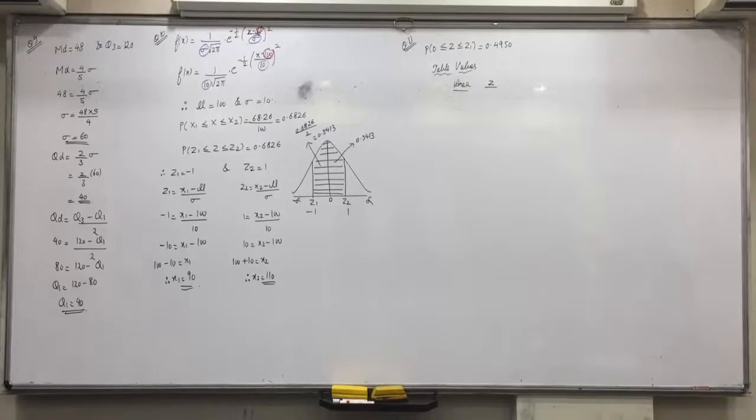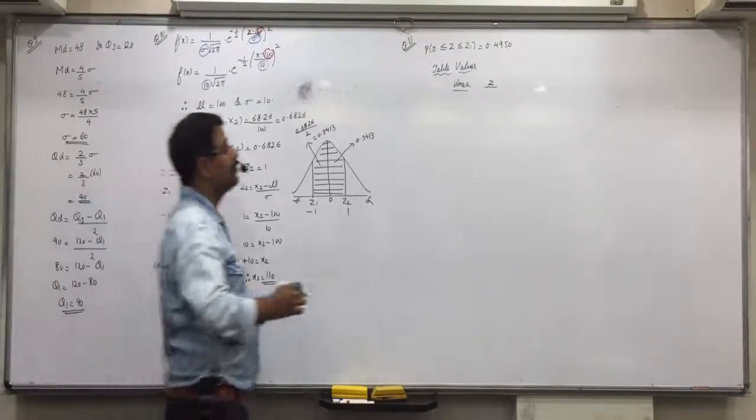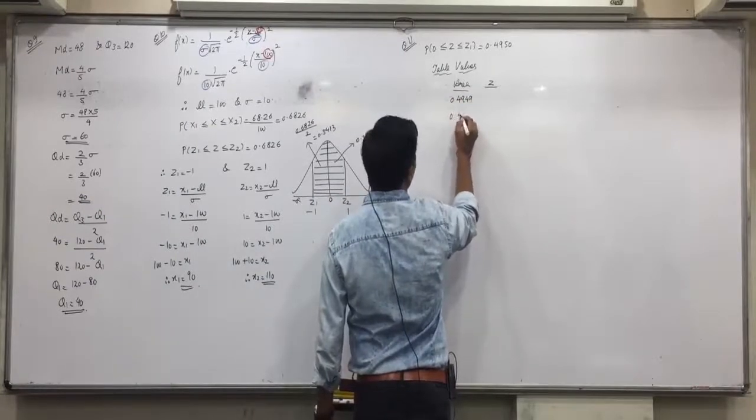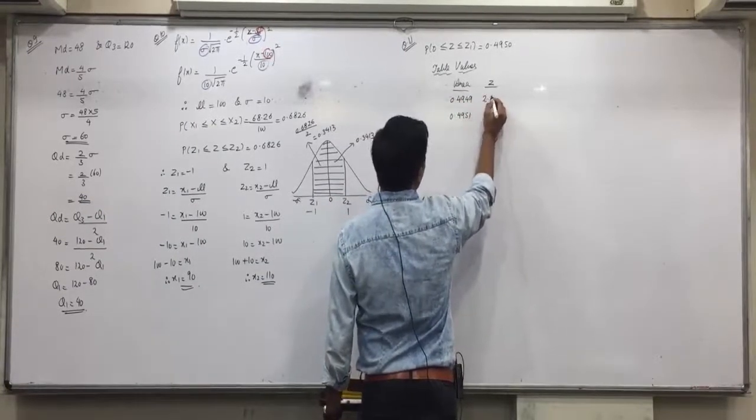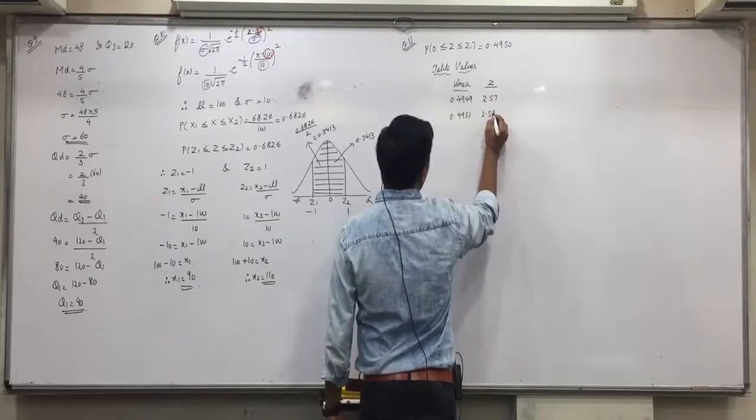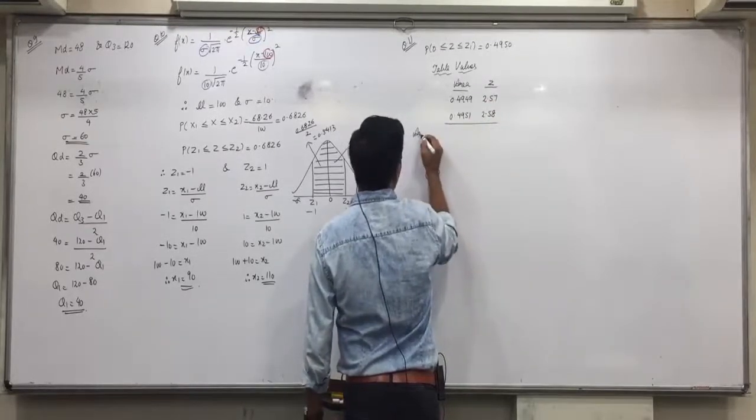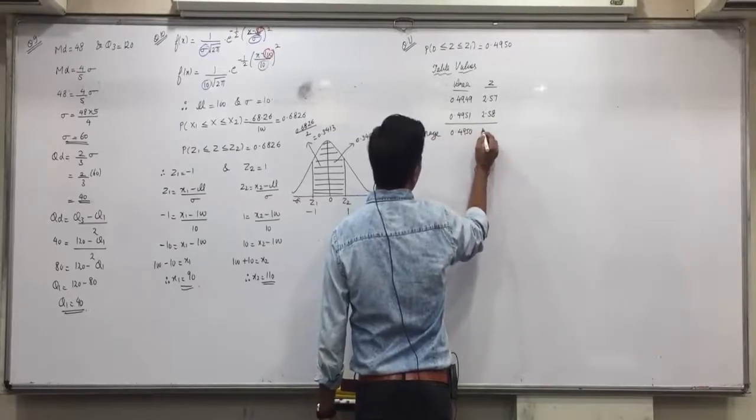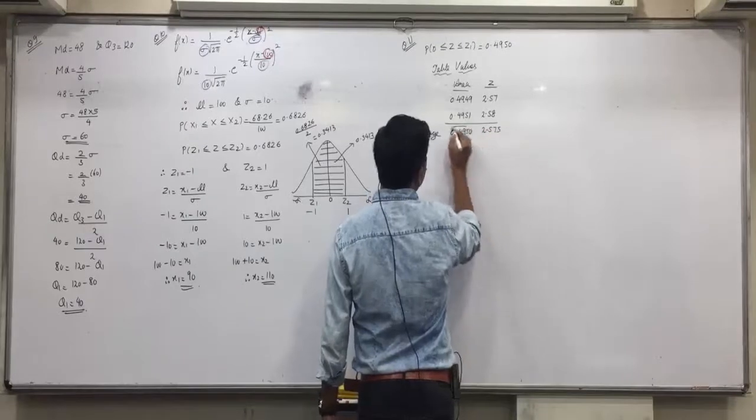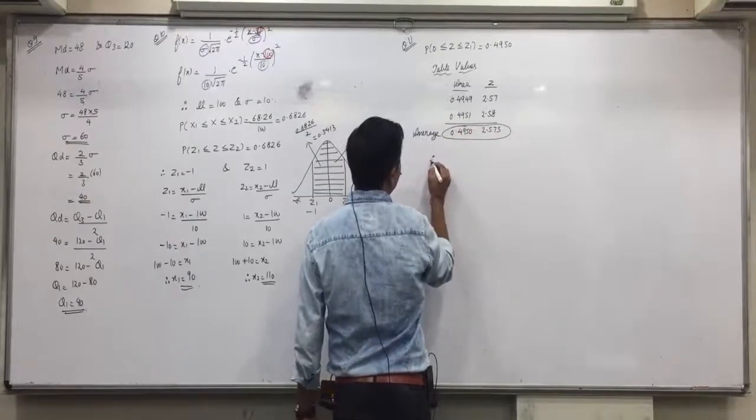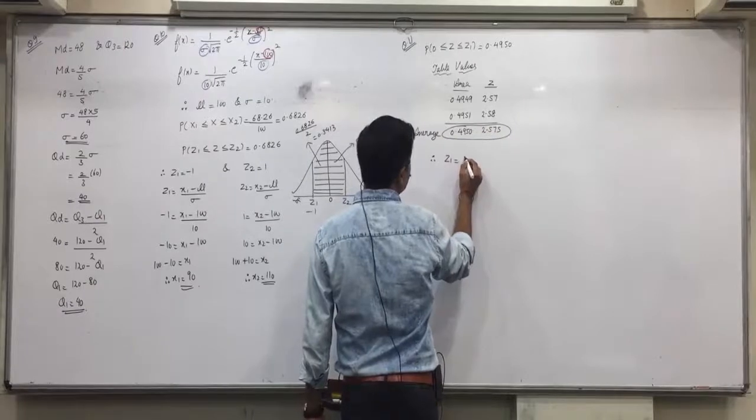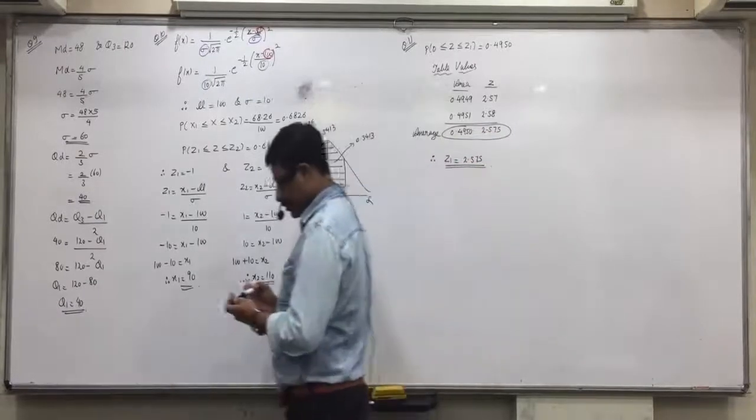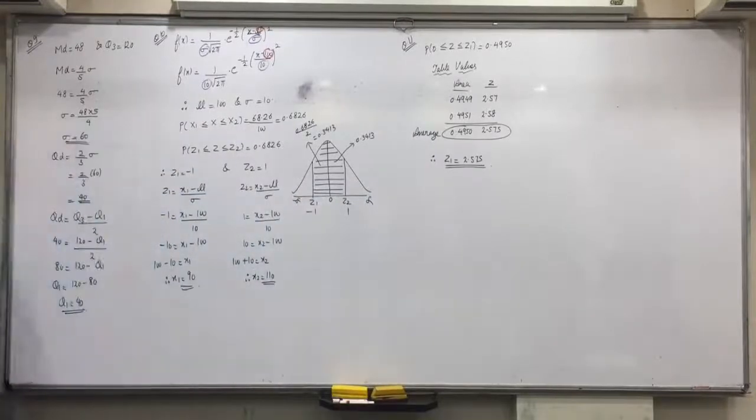0.4950 comes in between 0.4949 and 0.4951. That corresponds to 2.57 and 2.58. Average is 0.4950 and 2.575. Exactly, we got 0.4950. Means Z1 is 2.575. That's it. Z1 is only asked.